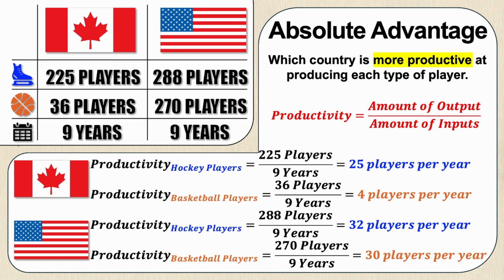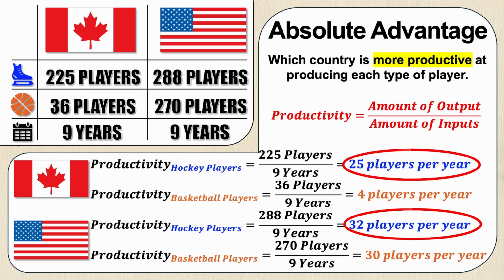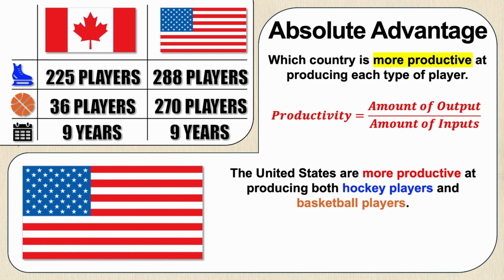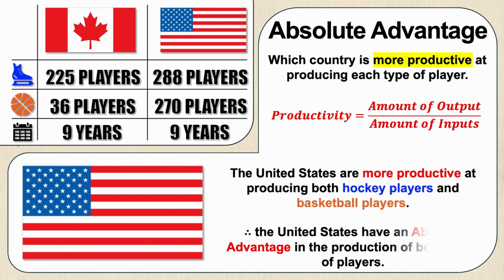Now, we said that the absolute advantage is when a country is more productive at producing. So first, we're going to look at the productivity of hockey players for the two countries. Now, obviously, comparing 25 and 32, 32 is greater, so we would say that the United States is more productive at producing hockey players. Now, if we compare 4 players to 30 players, when we're talking about the productivity of basketball players, again, you can obviously see that 30 is greater than 4, and therefore, the United States are also more productive at producing basketball players. Now, to summarize everything we literally just said, the United States are more productive at producing both hockey players and basketball players, and therefore, the United States have an absolute advantage in the production of both types of players.